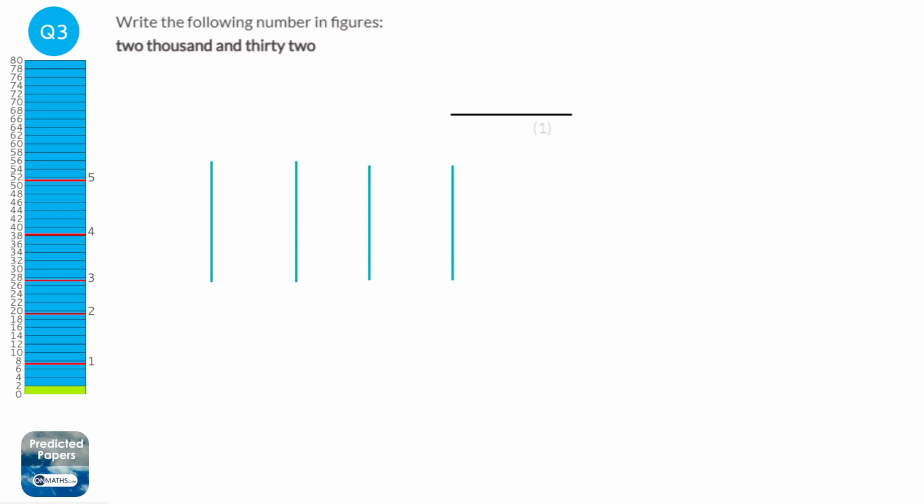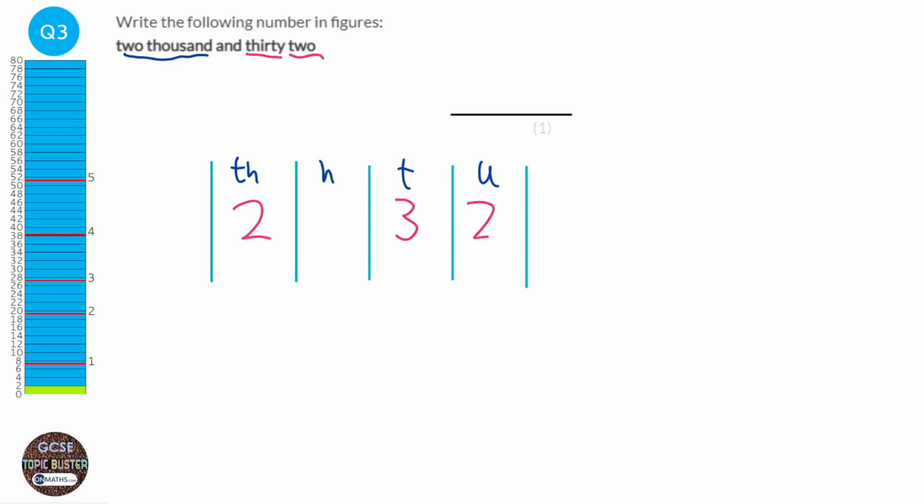So we can draw out our place value grid to help us out with this question. We've got thousands, hundreds, tens and units. So we'll need another one there. Thousands go here, hundreds here, tens here, and then units here. So this says 2,000, so a 2 will go in the thousands column, 30, so that'll be a 3 there, and 2. So we need to fill in a 0 here to keep that 2 as 2,000, otherwise that would collapse and it'd become 232.